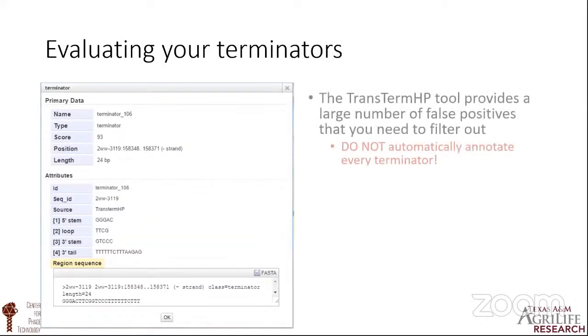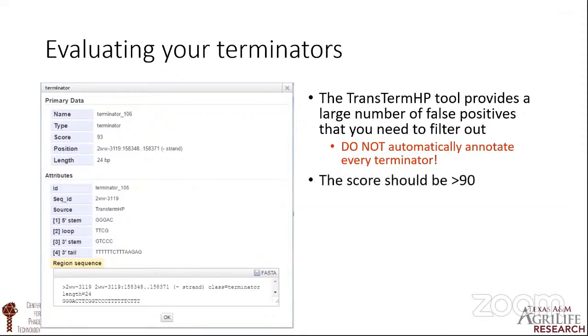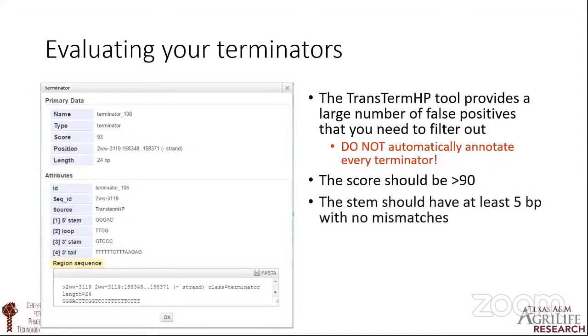So, evaluating your terminator output. The TransTerm tool provides a large number of false positives that need to be filtered out. It's bad practice to actually annotate every possible terminator that's identified by TransTerm. The user really should be looking at this output window shown left for each terminator, which you can bring up just by clicking on the terminator in the evidence track. So we advise that terminators only with scores above 90 are called.